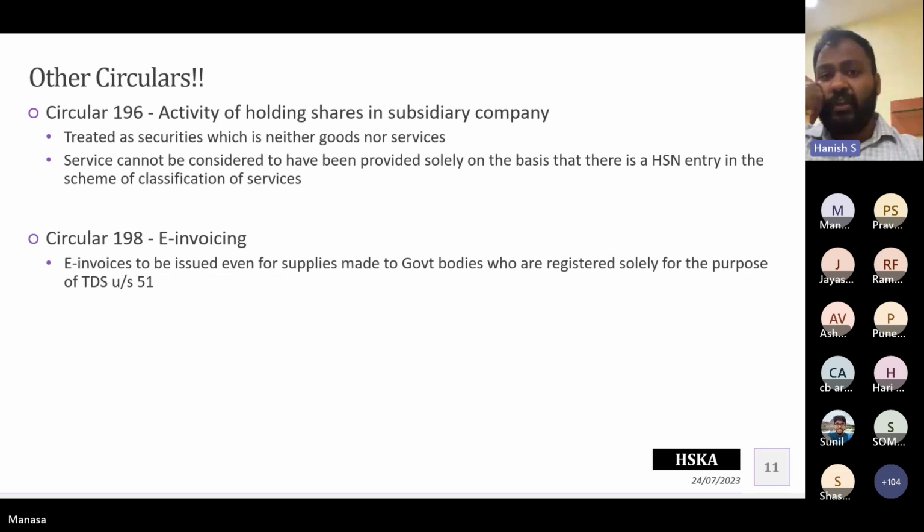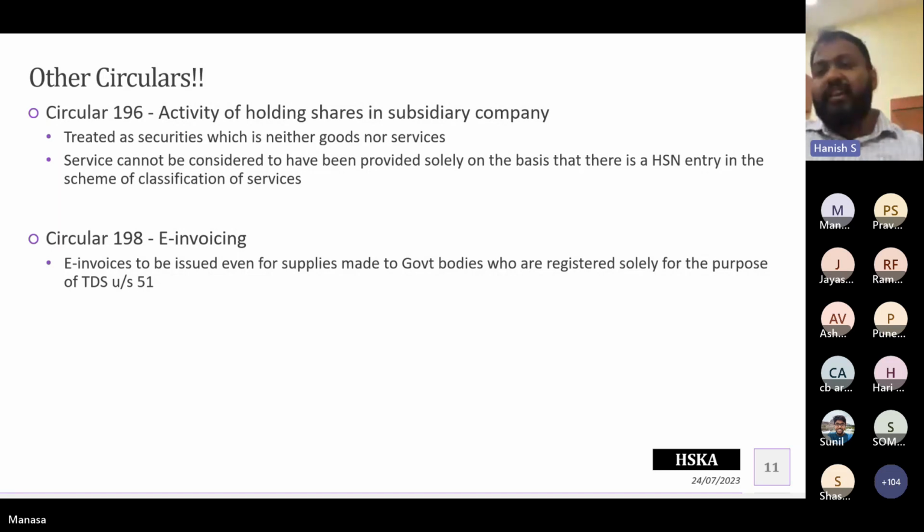Maybe two ways of looking at it. One, they thought it is taxable, or second, they thought there's no dispute at all, it is not liable to tax at all. We don't know which course this issue is going to take. We'll have to wait and watch and litigate till that time. Circular 198, very self-explanatory. If government bodies have taken GST registration for deduction of TDS under section 51, they are allotted a regular GST number only, though they have obtained it only for TDS purposes.